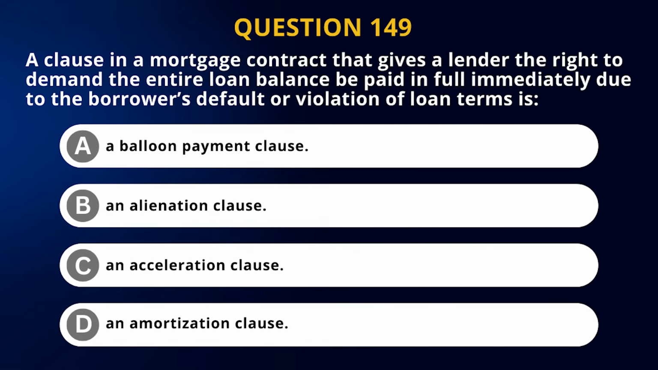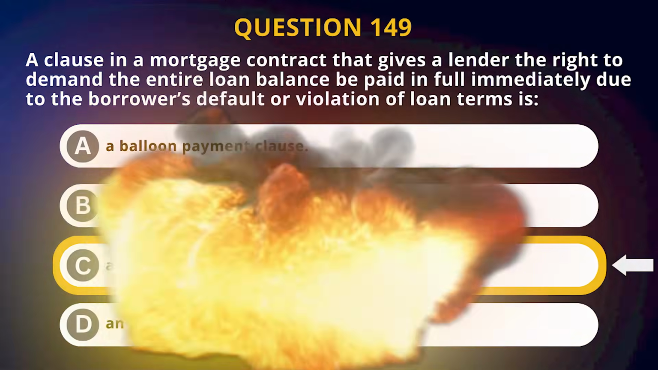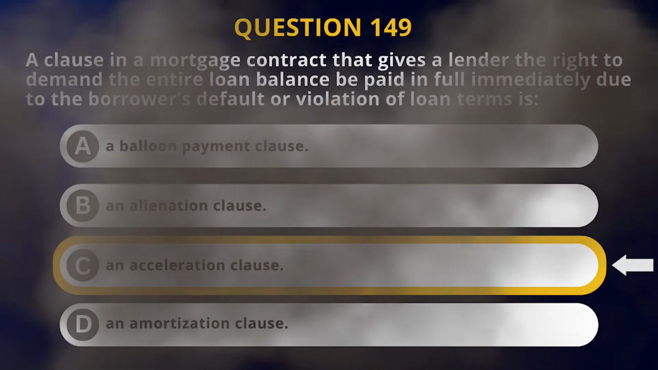Question number 149. A clause in a mortgage contract that gives a lender the right to demand the entire loan balance to be paid in full immediately due to the borrower's default or violation of loan terms is... and the answer is letter C, an acceleration clause.